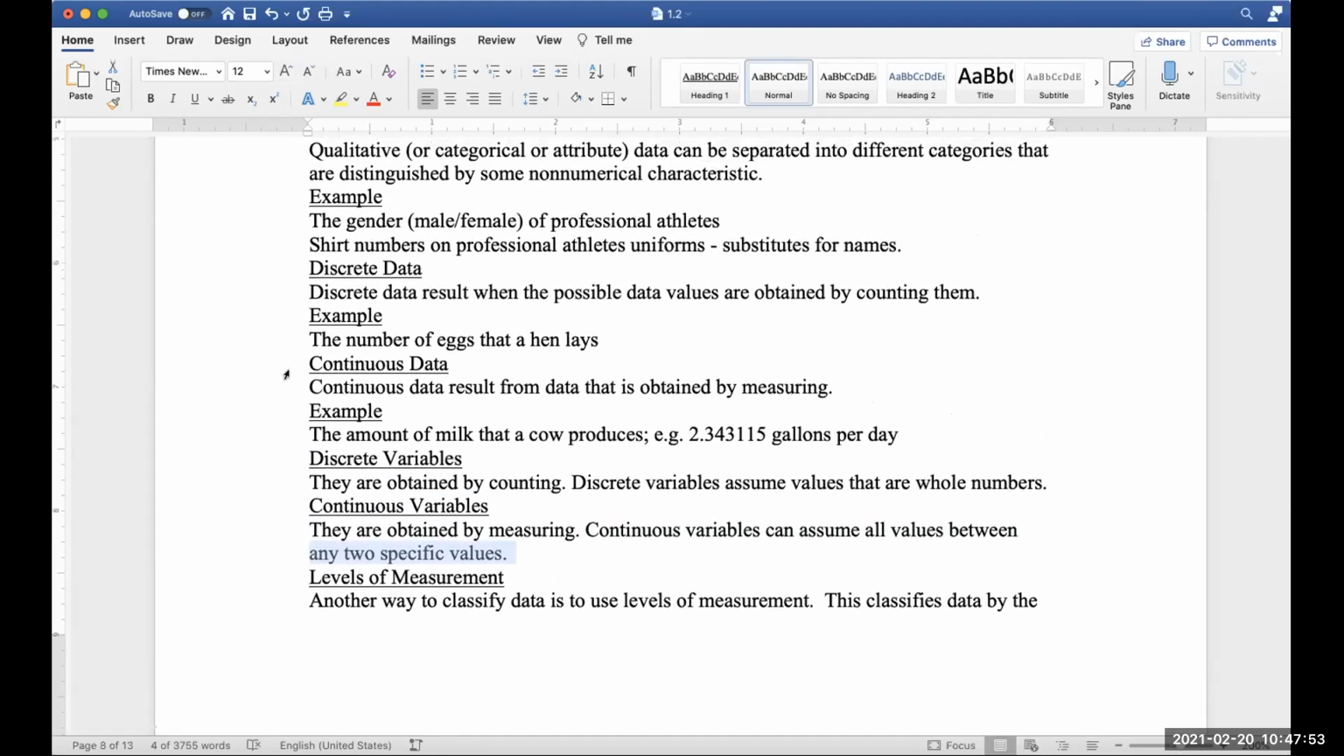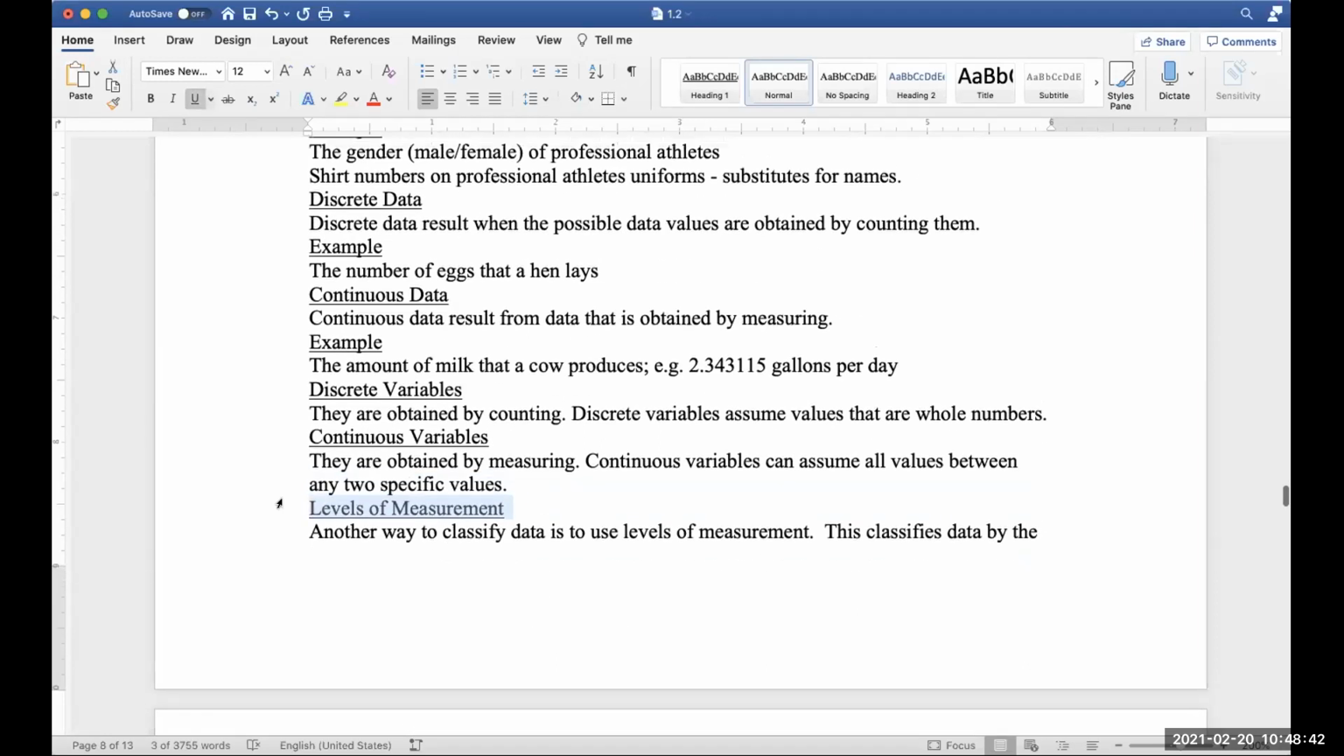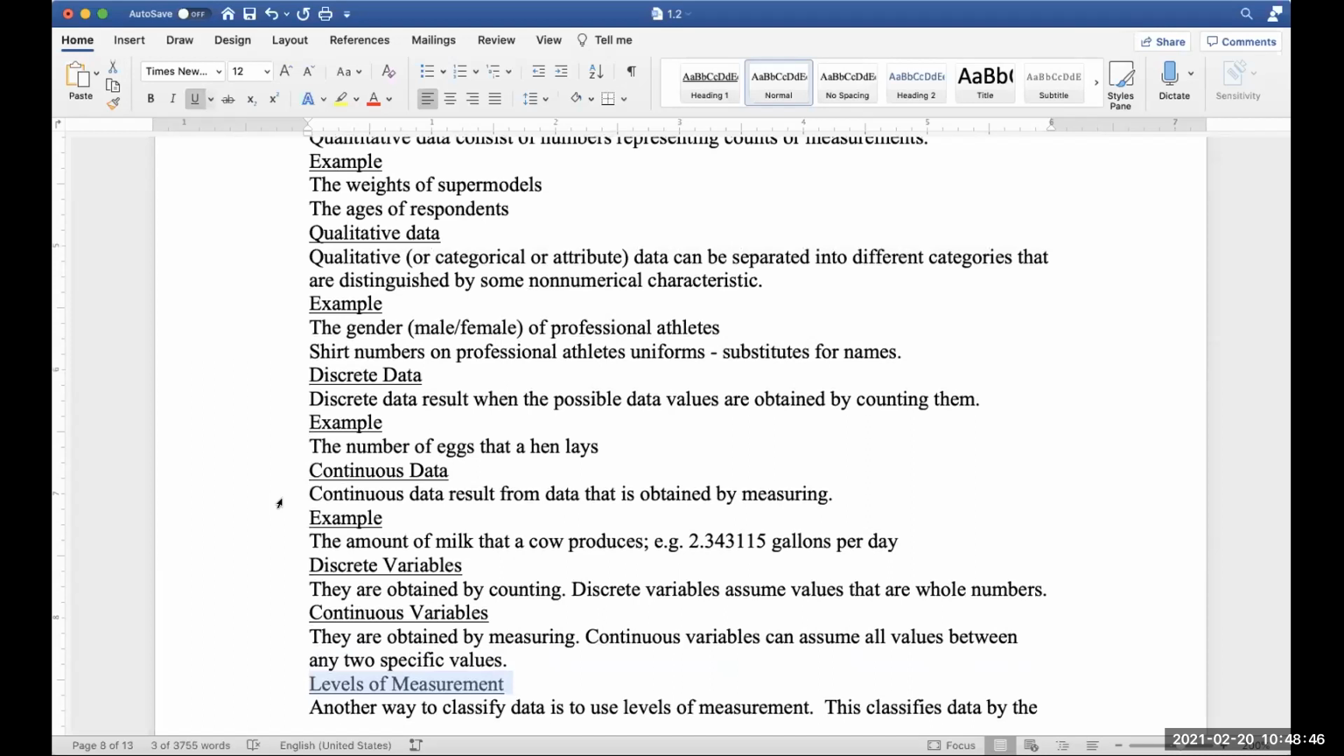So, one way of categorizing variables: qualitative variables and quantitative variables. Those continuous and discrete are called quantitative variables because they involve numbers. So you have qualitative, quantitative, and quantitative can be further subdivided into continuous and discrete.